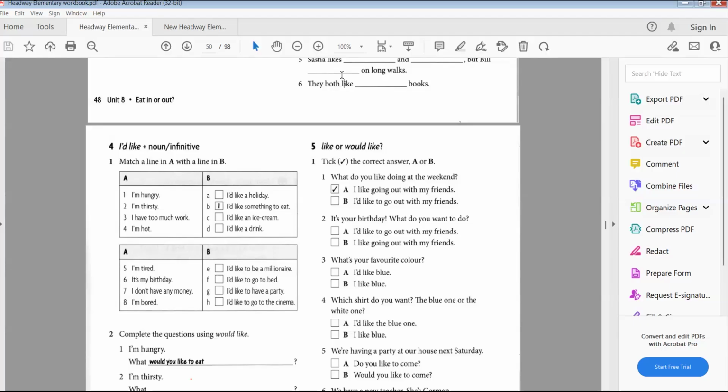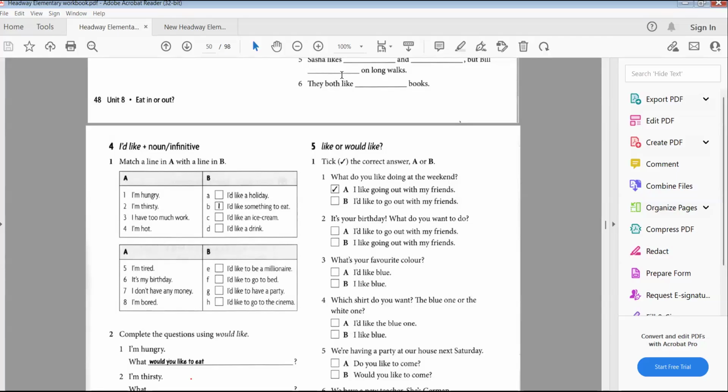Number 2, I'm thirsty. I would like a drink. D. Okay. Can I do the other one? Yes, of course. Go ahead. Finish number A and B if you want. I have too much work. I would like a holiday for A. Good. I am hot. I would like an ice cream. Okay, that's good.